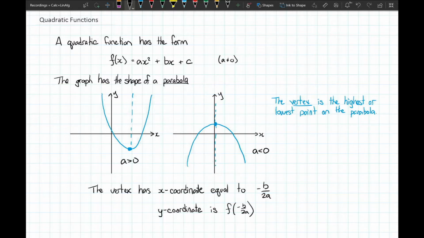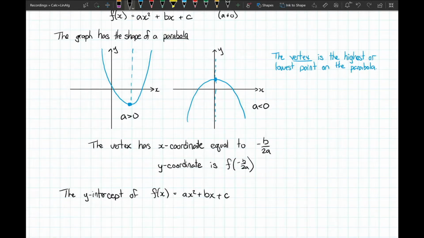Now, the easiest of those to find is actually the y-intercept, because all you need to do is plug in x equals 0. Because it's a function of x, it's easy to plug in values for x. So the y-intercept is f of 0. Now, because the function is ax squared plus bx plus c, if you plug in f of 0, then you should just get c. So that is your y-intercept, and it's a pretty easy calculation.